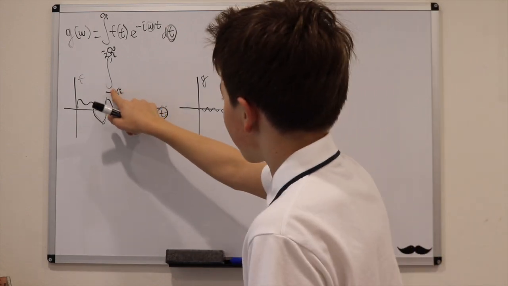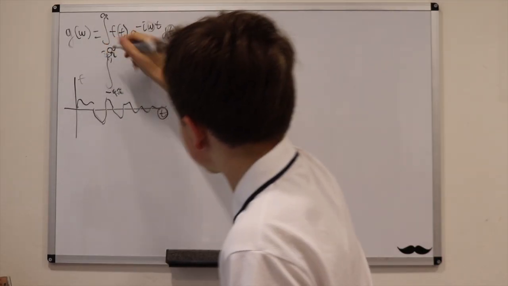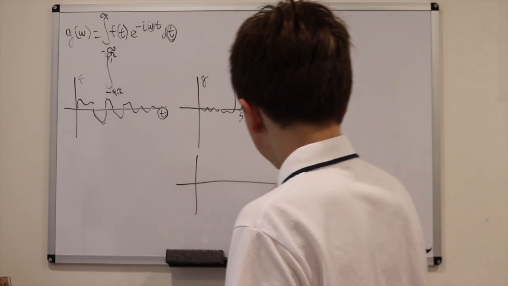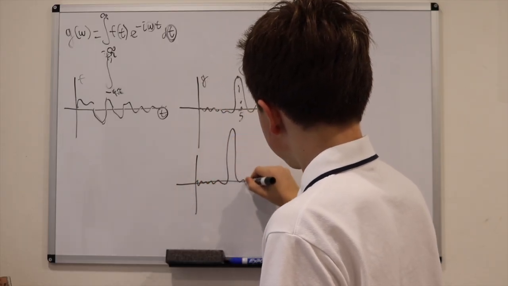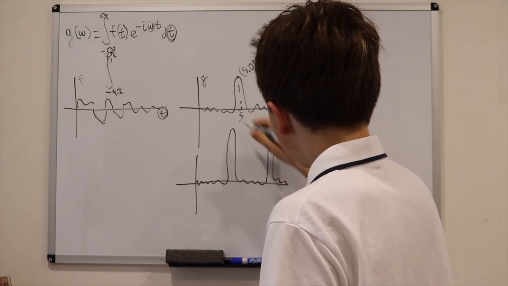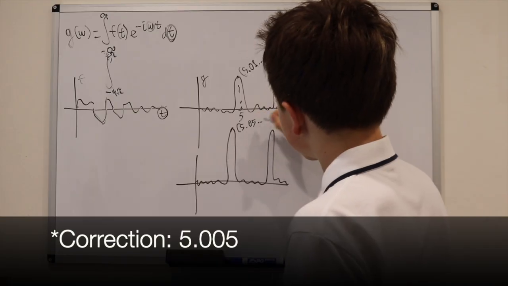So then let's suppose we bring up these bounds to like negative 4 pi and 4 pi. So they're a bit bigger. Then we'll have a function with taller peaks. And they're going to be closer, maybe at like 5.05 something.